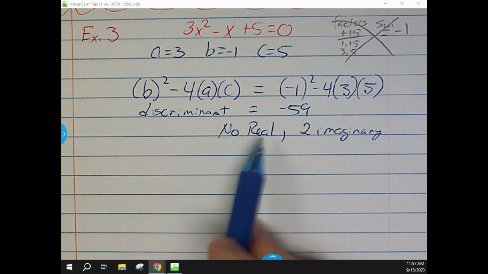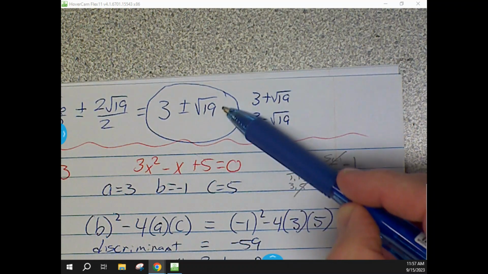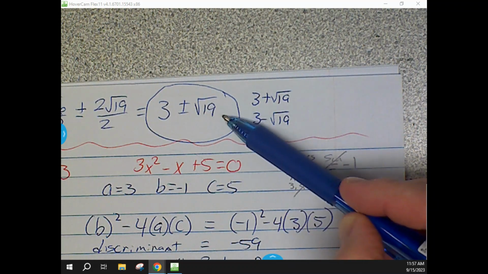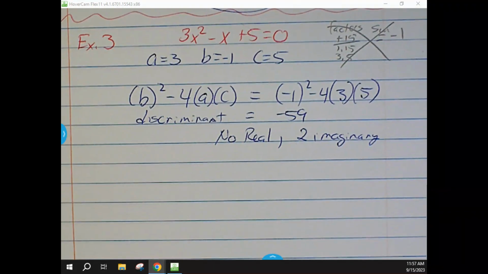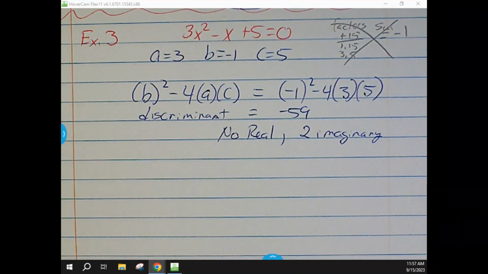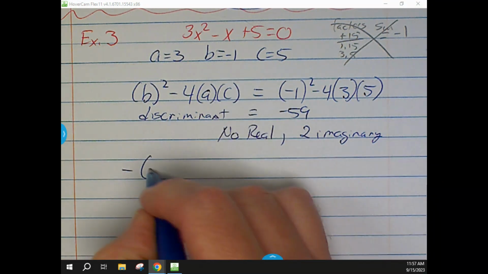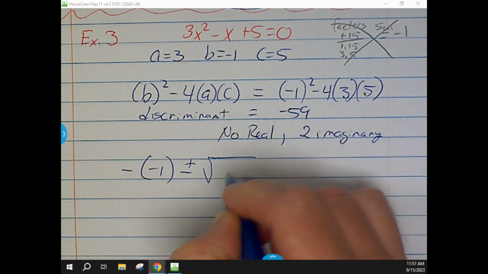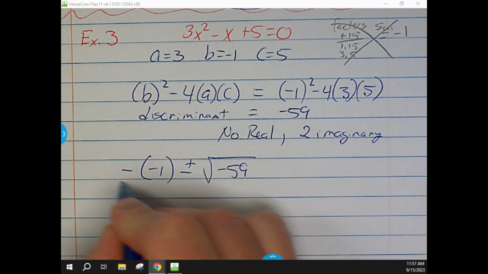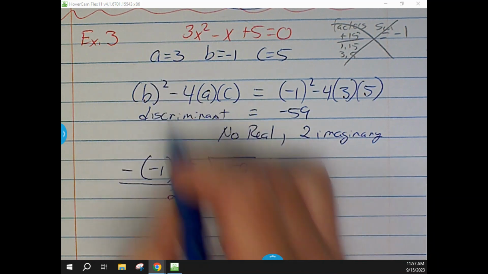Okay, so we know there's not going to be any real solutions off this thing. It means when we do this, we're going to have an i in our answer because we're going to have a negative square root. So that's basically what that means as we go through this part. All right, so we plug in our numbers. We've got the negative of B, which is negative 1, plus or minus the square root of negative 59 over 2 times A, which was 3.